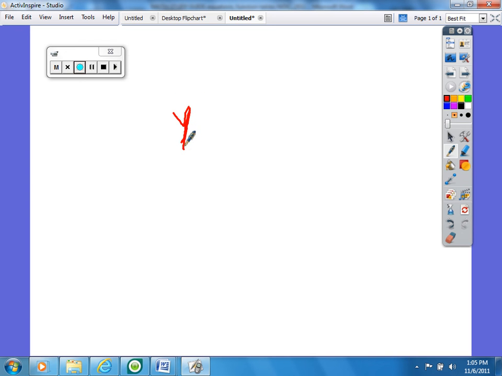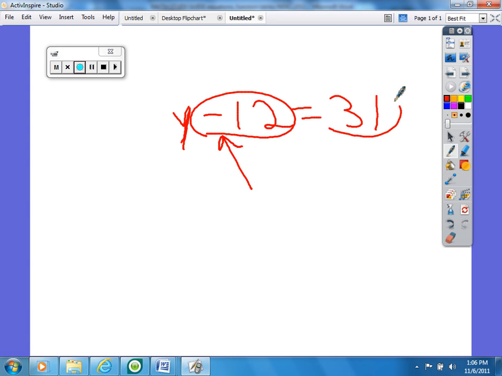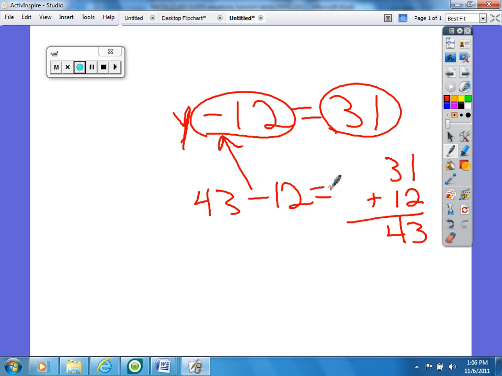So let me do a couple more here. What if I've got y minus 12 equals 31? Well, there's some number out there, y, that if I took 12 away from it, I'm going to get 31. Well, I can start guessing. I can say, well, let's see. Is 40 minus 12 31? No. Is 38 minus 12 31? No. The easiest way to find that answer is to say, look, if I add 12 back to 31, won't I get what I started with? And I do. So 43 minus 12 is 31.